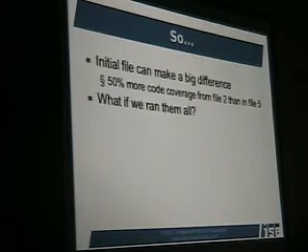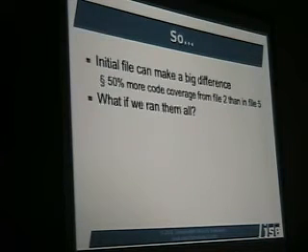So what does that mean? Well, for one thing, the initial file can make a big difference when you're fuzzing. I got 50% more code coverage from one than the other. And that doesn't necessarily mean I would have found 50% more bugs. But what it does mean is that the code that I didn't cover from the first case, I definitely would have never found any bugs in that code.